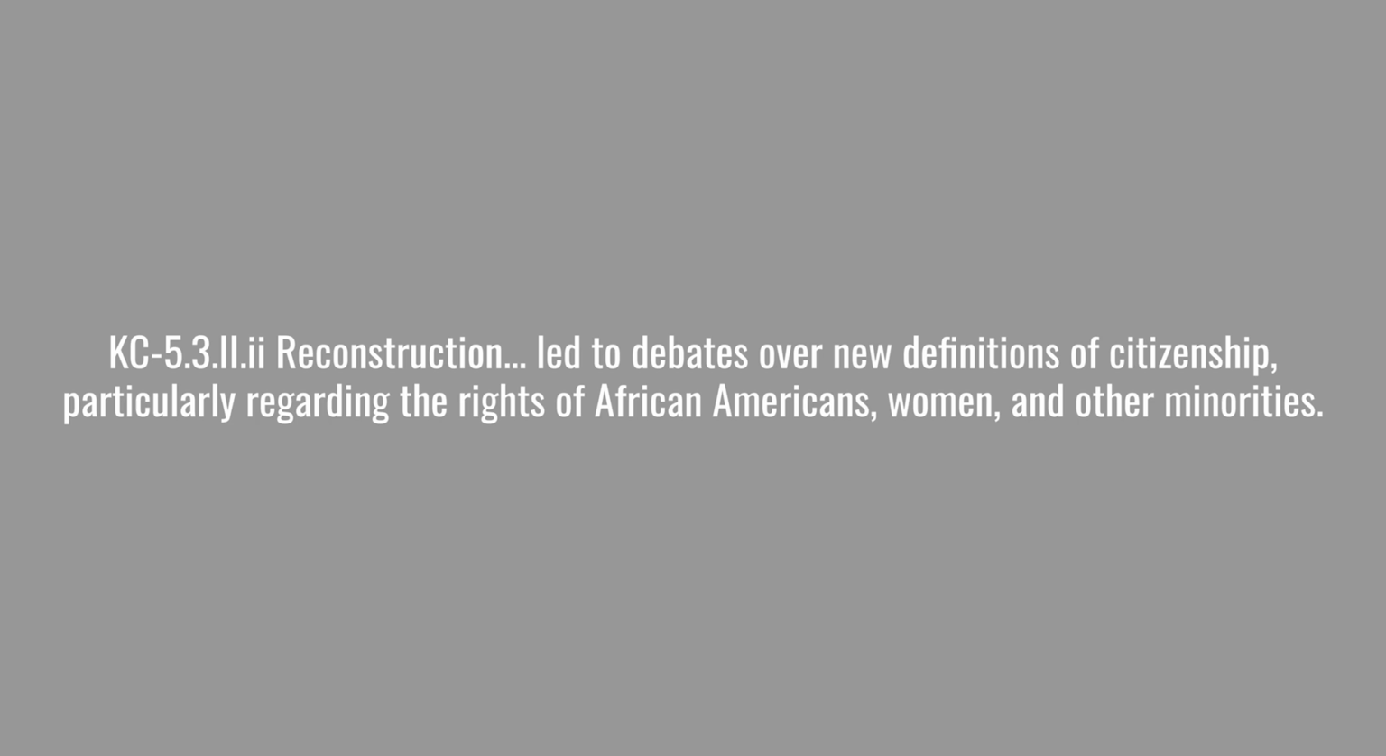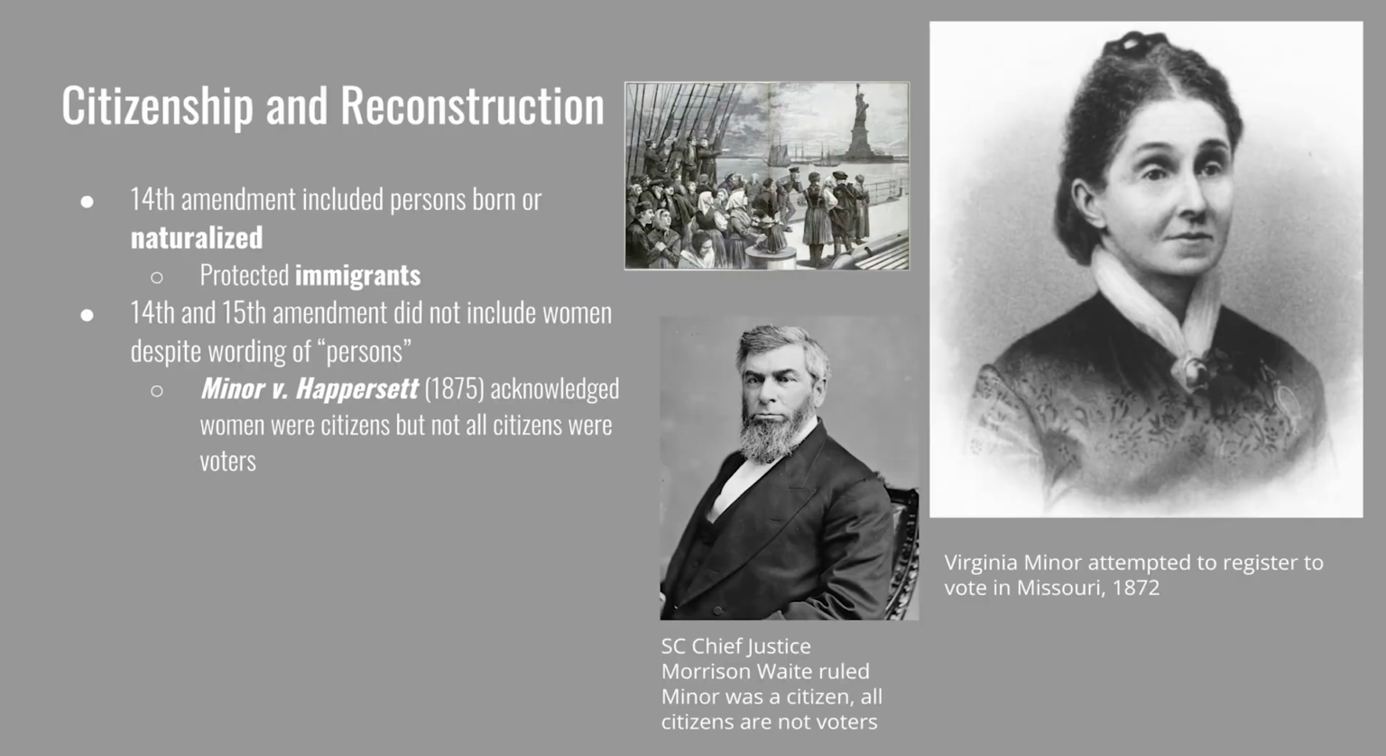Reconstruction led to debates over new definitions of citizenship, particularly regarding the rights of African Americans, women, and other minorities. The 14th Amendment included the wording of persons born or naturalized in the United States. This meant that it protected immigrants, if immigrants became naturalized after the required 5 years. At that point, they would gain full citizenship rights. The 14th and 15th Amendment, however, did not include women or the mention of sex, despite the wording of persons. Women suffrage activists knew that was a problem and heavily campaigned for women to be explicitly included.